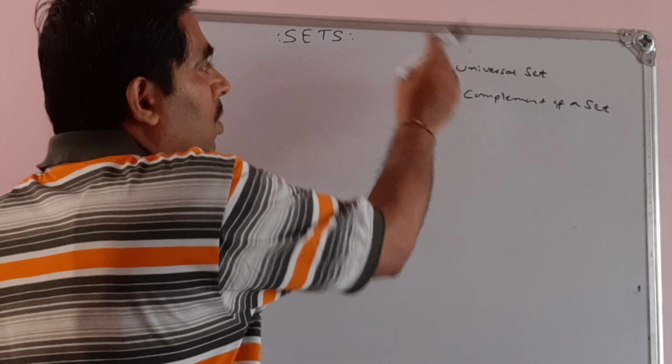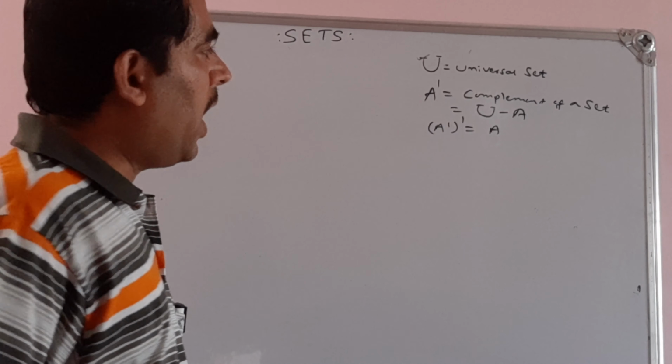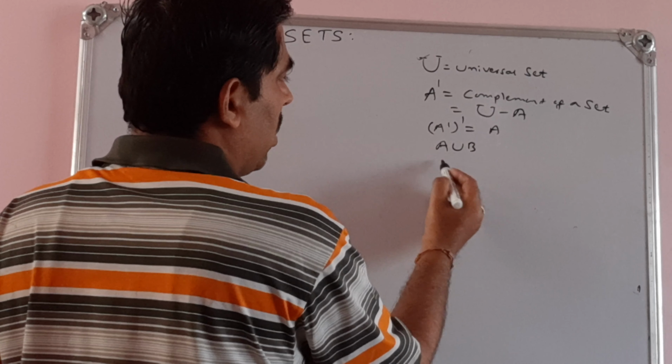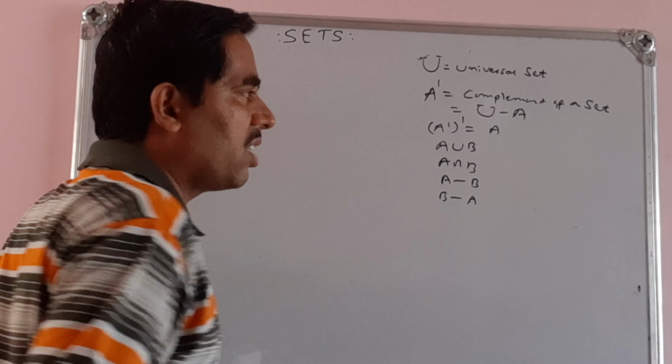Then the complement of the set is denoted by A dash. The complement of a set can be obtained as A dash is nothing but the universal set minus A. That is, we remove all the elements of the given set from the universal set. That is called the complement of the given set. If we take the complement two times, we get back that set once again. We have also operated some operations on given sets, like A union B, A intersection B, A minus B, B minus A.